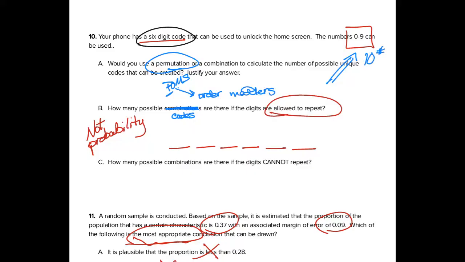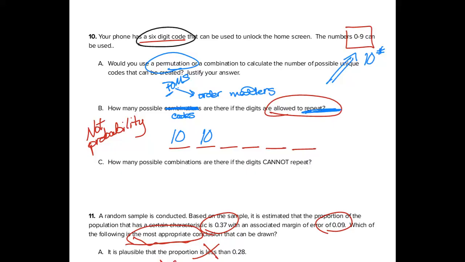So, the digits are allowed to repeat. How many different numbers could we put in this code in the first place? We could put 10. Yes, good, Ashley. How many could we put in the second position? Survey says that is not correct. It is not 9 because they are allowed to repeat. So that means I could put 10 here. Yes. Does that make sense?